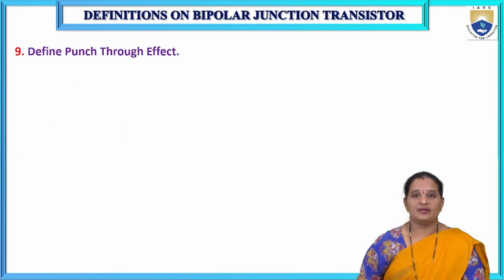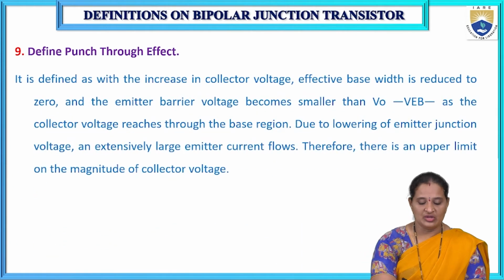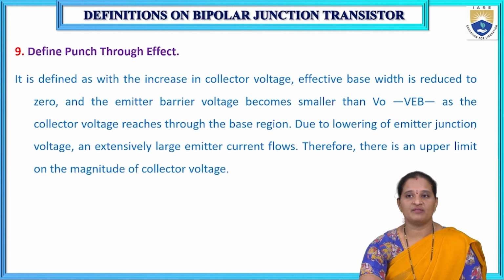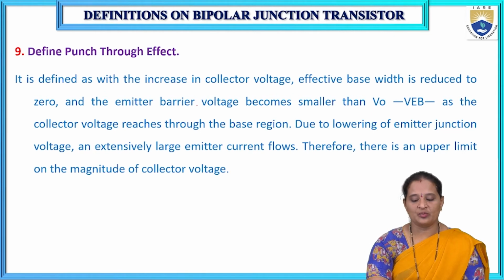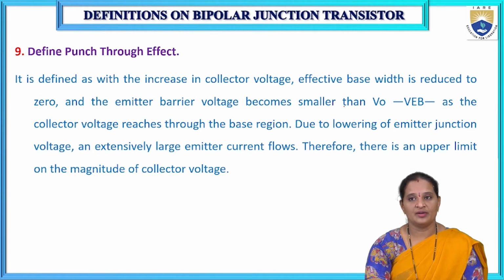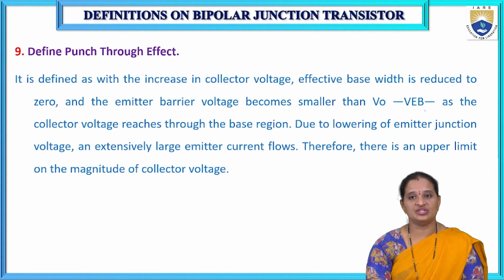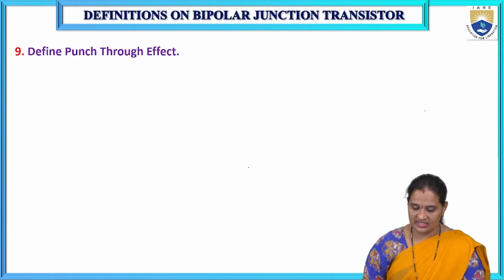Now coming to the punch through effect, define punch through effect. It is defined as, with the increase in collector voltage, the effective base width is reduced to 0, and the emitter to base barrier voltage becomes smaller than V0 minus VBE as the collector voltage reaches through the base region. Due to the lowering of the emitter junction barrier, an extensively large emitter current flows, therefore there is an upper limit on the magnitude of the collector voltage. So what is happening here?